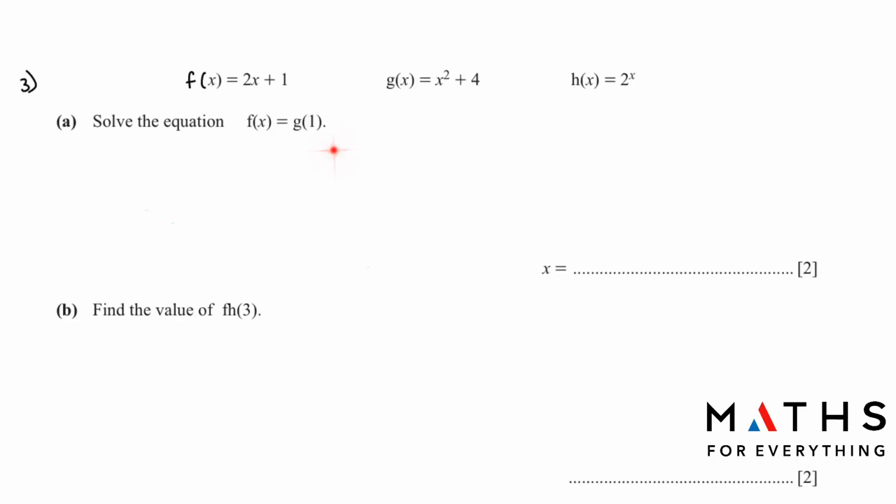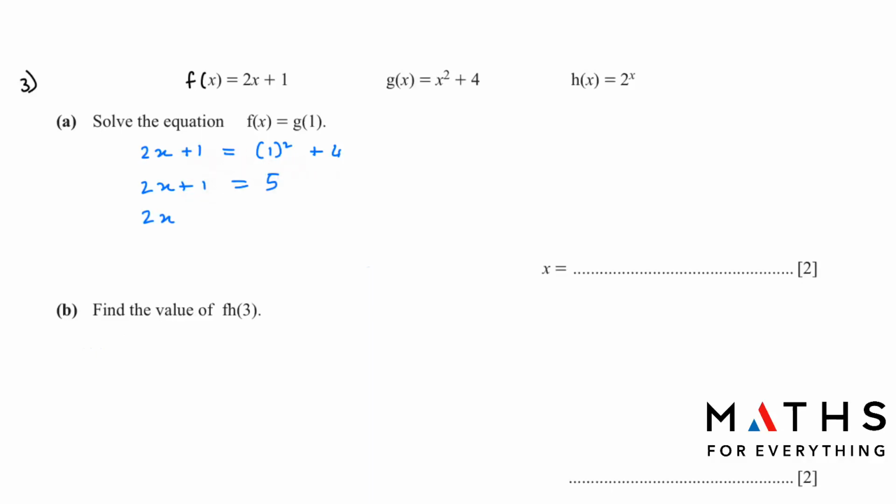Like this one, this is a little different. f of x is equal to g of 1. So this is f of x, we write it, and g of 1. So wherever there is x, we will replace it with 1. That will be 1 square plus 4. Therefore, 2x plus 1 is equal to 5. And we have to solve the equation. It means we want to find the value of x.